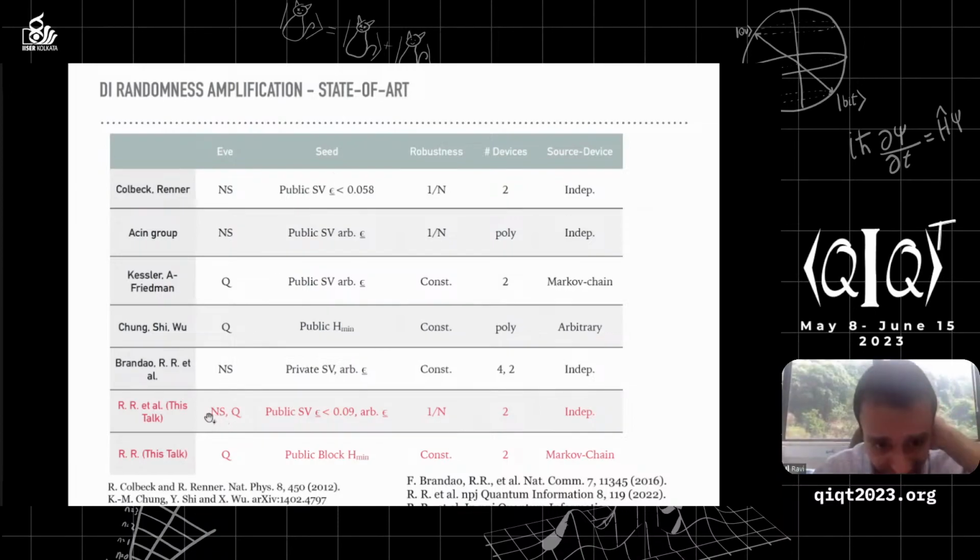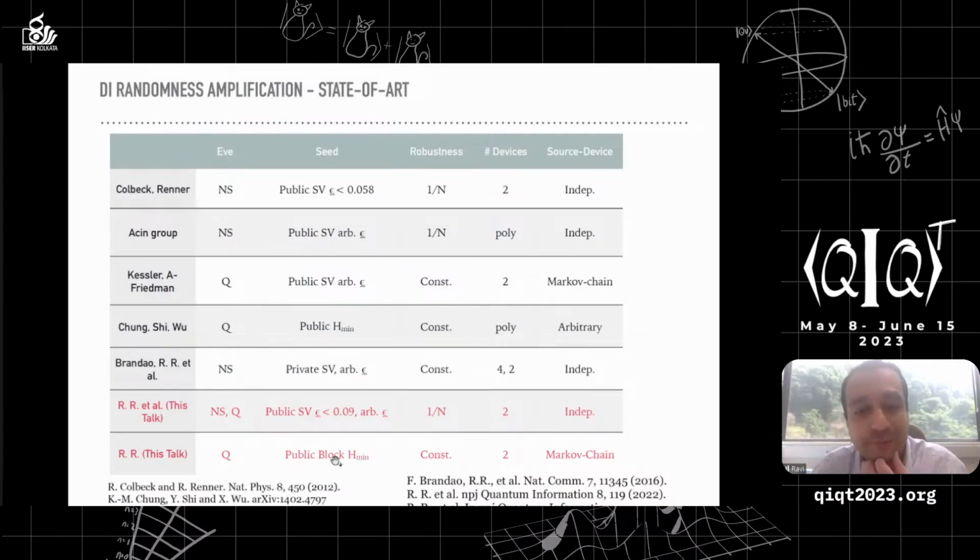In this talk, I will tell you mainly about this work where we're talking about a quantum adversary. The difference between a quantum adversary and a no-signaling adversary is that a quantum adversary may have some entangled systems that are correlated with the device, but she's restricted by the laws of quantum mechanics, which means she cannot prepare general no-signaling distributions such as PR boxes, if you know that. So the adversary here is restricted by the laws of quantum mechanics.